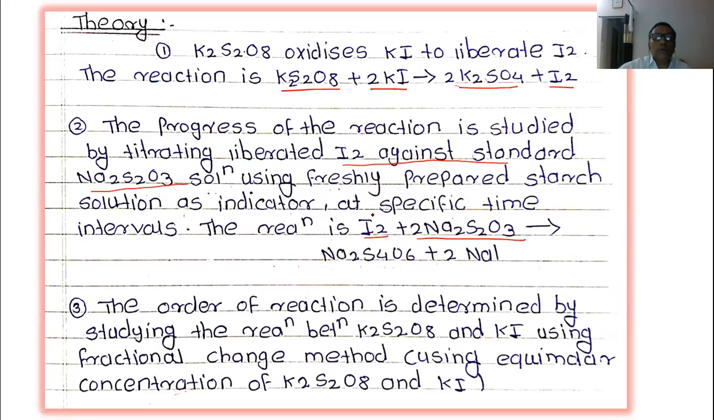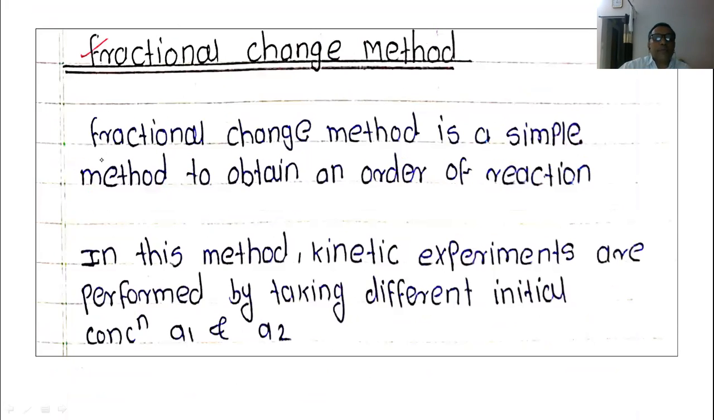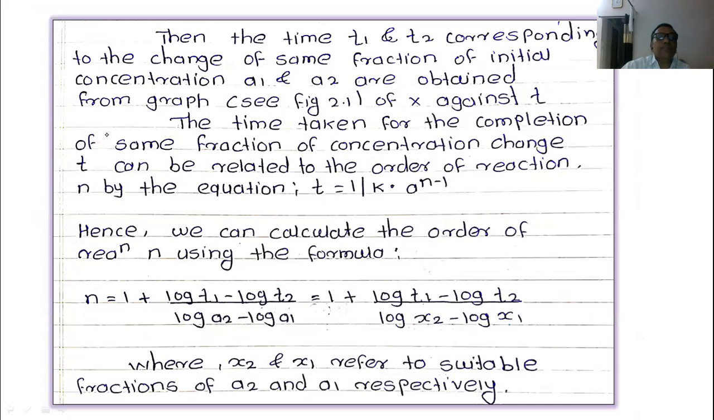Now the order of reaction is determined by studying the reaction between potassium persulfate and KI using the fractional change method, and using equimolar concentrations of potassium persulfate and KI. Suppose we take 0.05 molar potassium persulfate, then KI is also 0.05 molar. So their concentrations are equal, or equimolar. So we are using the fractional change method here.